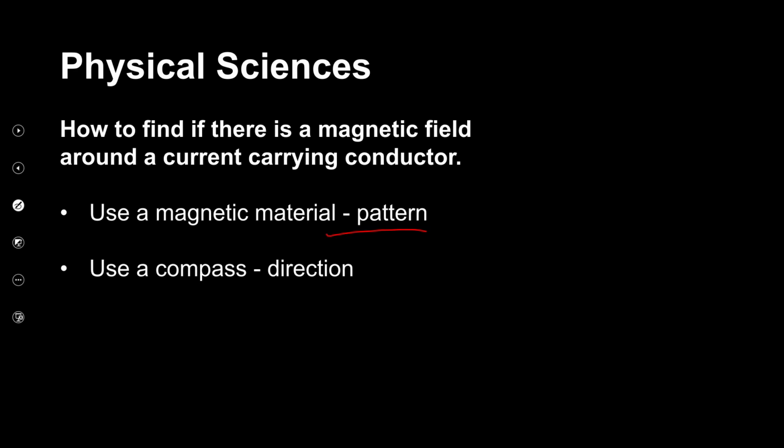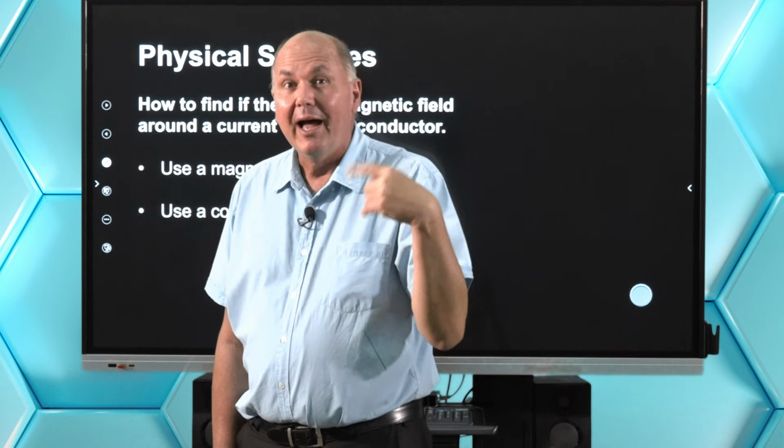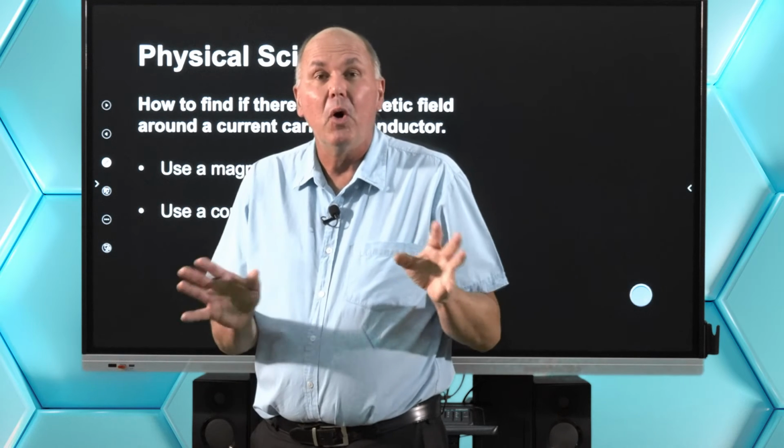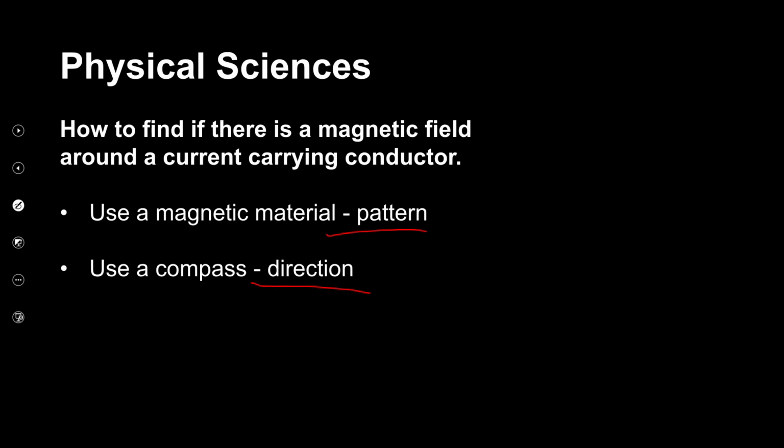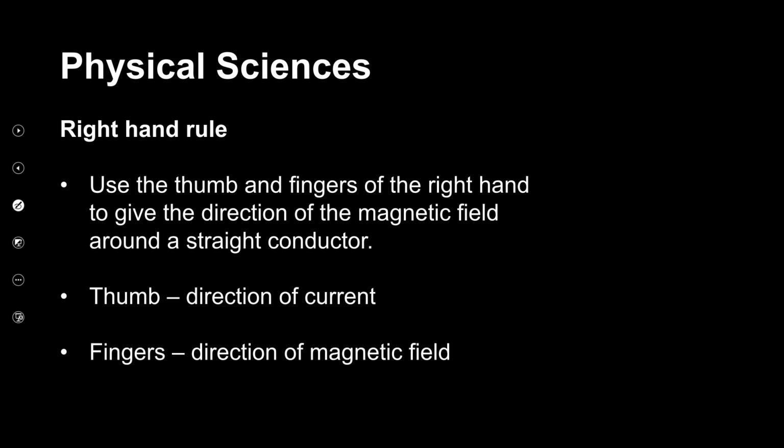Notice, just made a note of it, that the pattern is given by the iron filings, the direction by the compass needle. Now, are you ready to investigate a little bit more and ask some questions about what affects this pattern around the current carrying conductor? Well, one of the things that we're going to do is to recognize that there is in fact a rule that will help us determine the direction of the magnetic field.